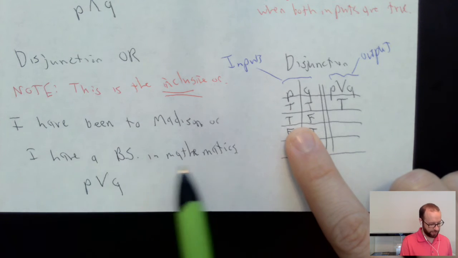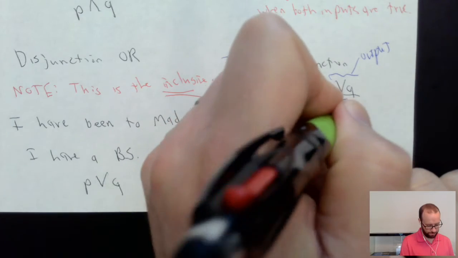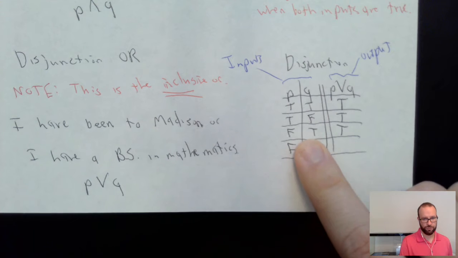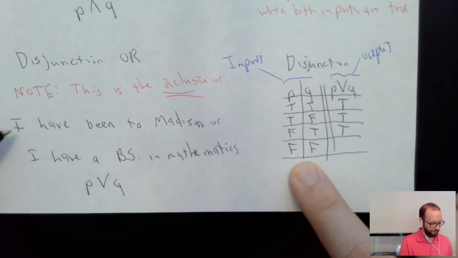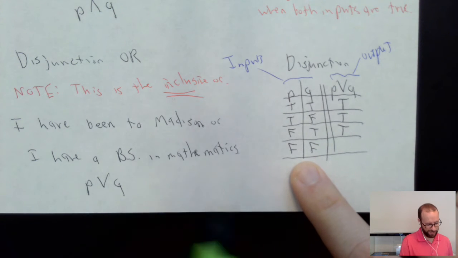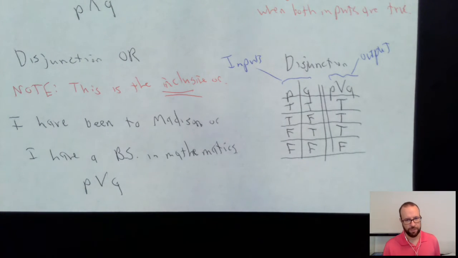Okay, on the next row, it's true that I've been to Madison, but false I have a BS in mathematics. So if I say I've been to Madison or I have a BS in mathematics, that's going to be true because the first part's true. Similarly, if I flip it around and the second part's true, it's going to be true. However, if I've never been to Madison and I don't have a BS in mathematics, then saying I have been to Madison or I have a BS in mathematics is going to be false. You can't put or between 2 false statements and make a true one.